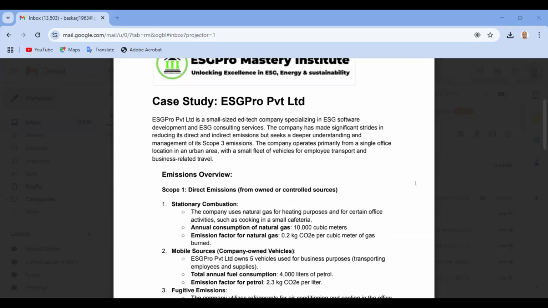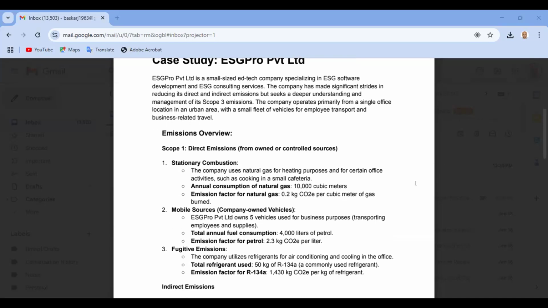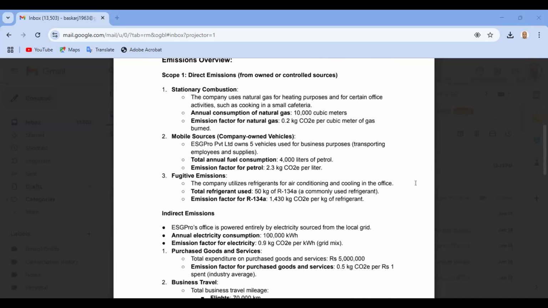The company operates primarily from a single office location in an urban area with a small fleet of vehicles for employees' transport and business-related travel. Scope 1, direct emissions from owned or controlled sources. Stationary combustion. The company uses natural gas for heating purposes and for certain office activities such as cooking in a small cafeteria. The annual consumption of natural gas is about 10,000 cubic meters. The emission factor for natural gas is 0.2 kg CO2 equivalent per cubic meter of gas burned.